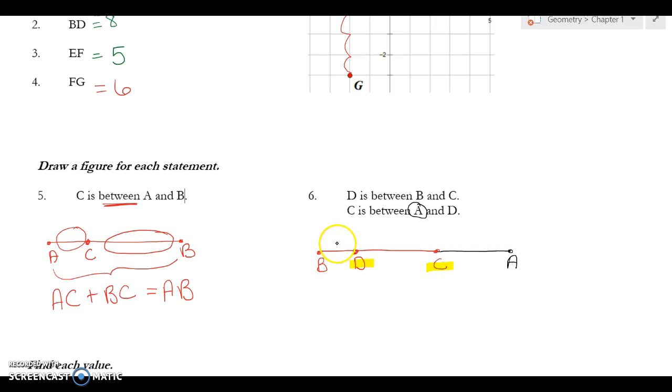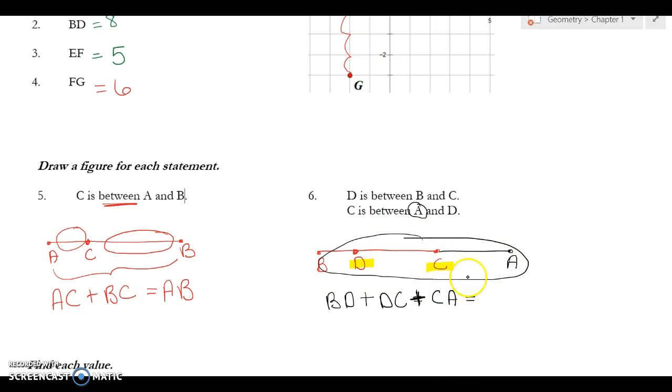Now this has 3 pieces, but you could still do this. The first small piece is BD, plus the second small piece, this middle one, is DC, plus the third small piece, the right piece, which is CA. Oops, I wrote a plus instead of an equals. And now the whole thing is from B to A.